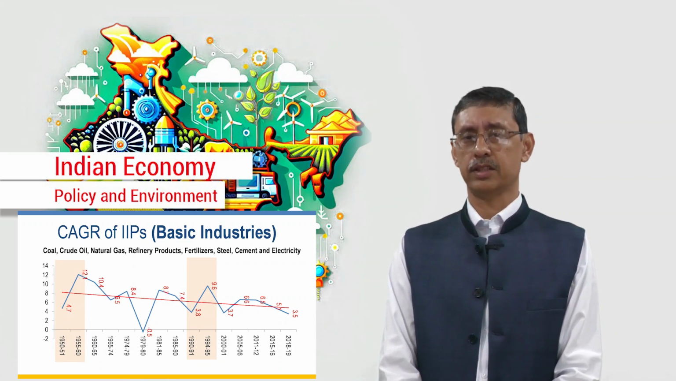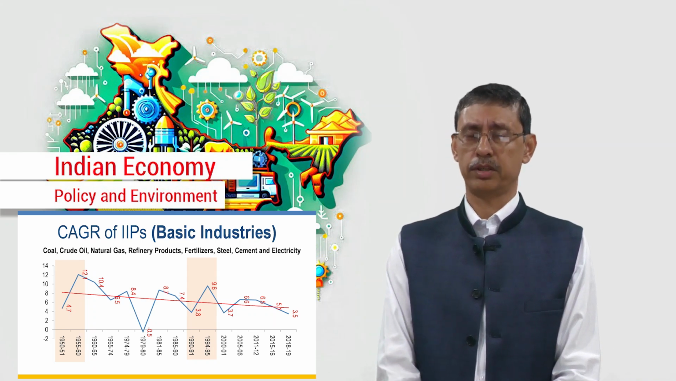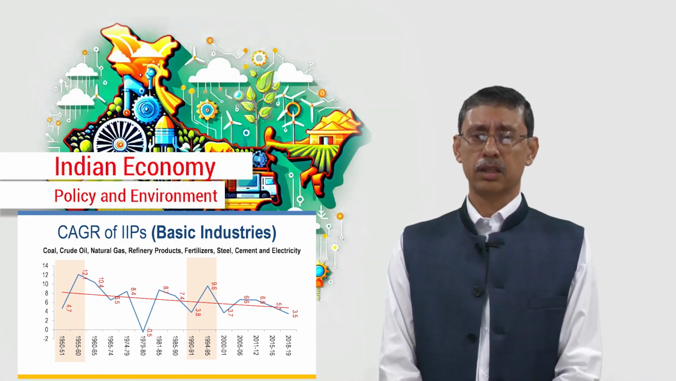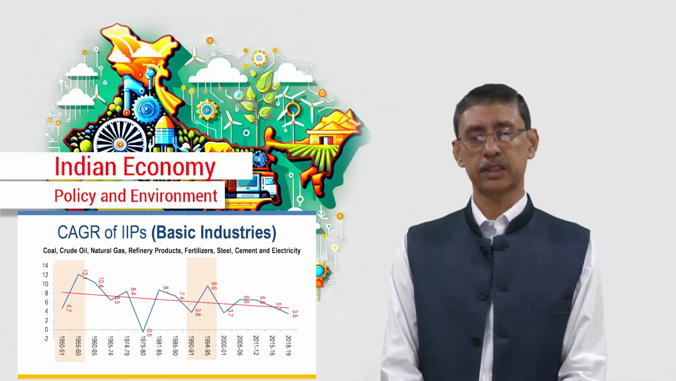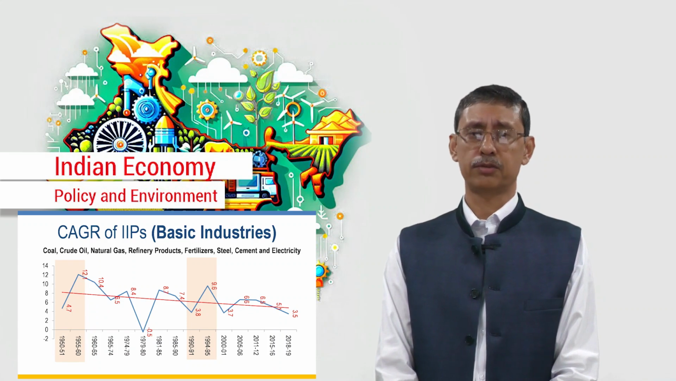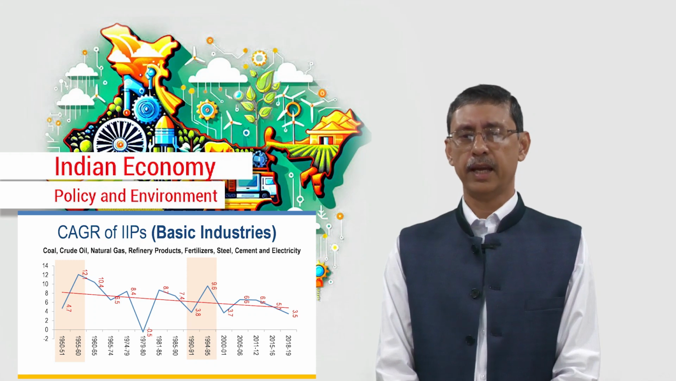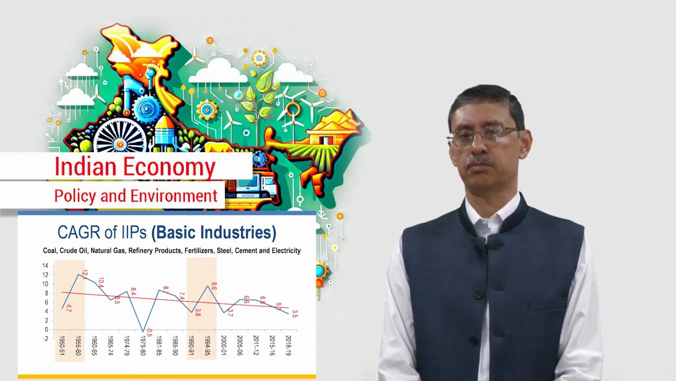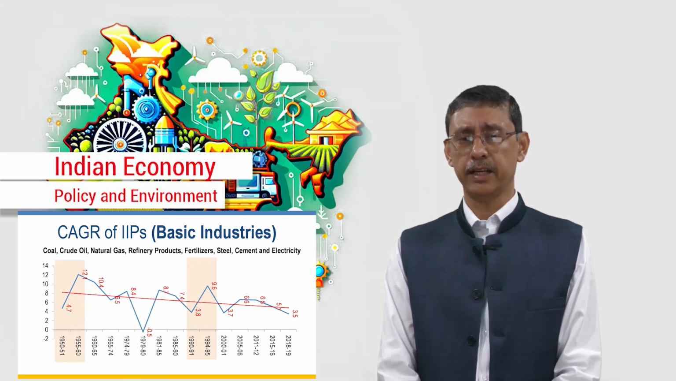So basic industries are declining, the annual growth rate of industrial production in basic industries is declining, but you get 2 phases here: 1950 to 1960, where basic industries have shown improvement from 4% to 12% growth, and then 90 to 95, again there is a growth from 3.8 to 9.6%. But long-term growth is declining.